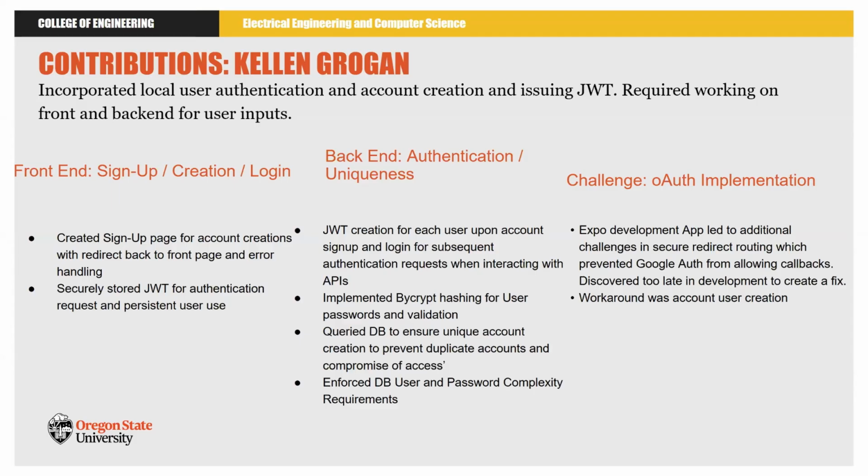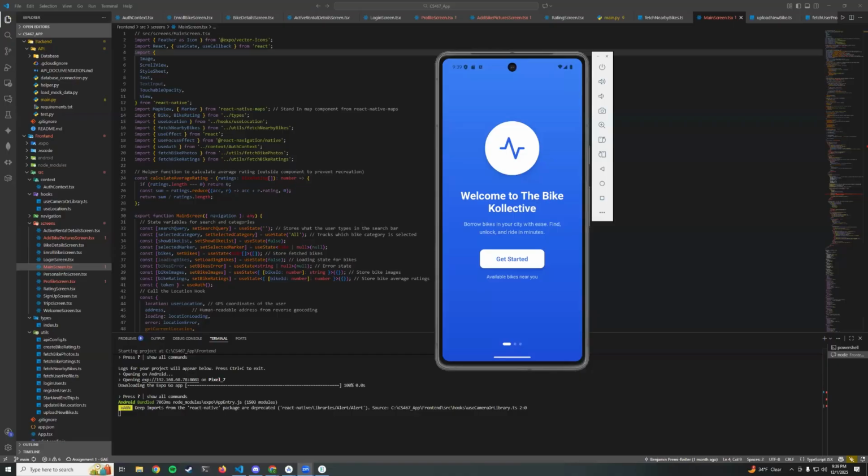One of the challenges I ran into, which is worth mentioning, is I was supposed to also implement Google Auth, and because of the confluence with React and Expo, which is the deployment that we used, I just was not able to get that done in time. So the workaround ended up being the user account creation with the JWTs and authentication. And that is the end of my contributions.